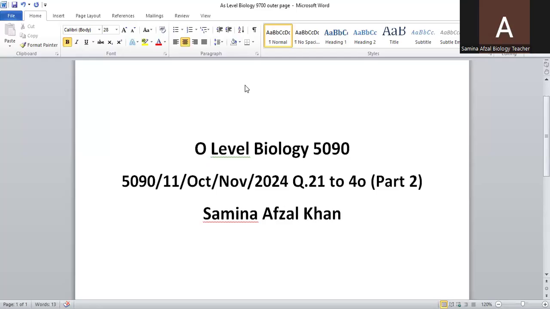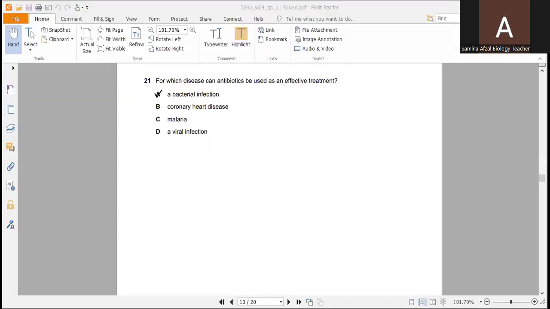O-Level Biology 5090, Paper 1, Variant 1, October/November 2024, questions 21 to 40. So we will start from question number 21. And question number 21 is, for which disease can antibiotics be used as an effective treatment?